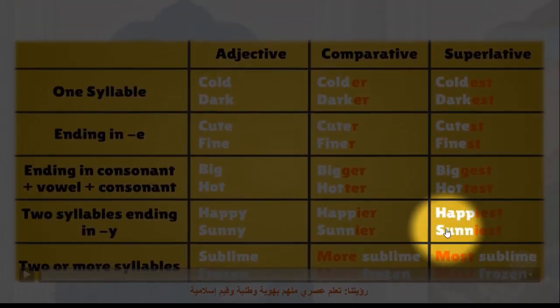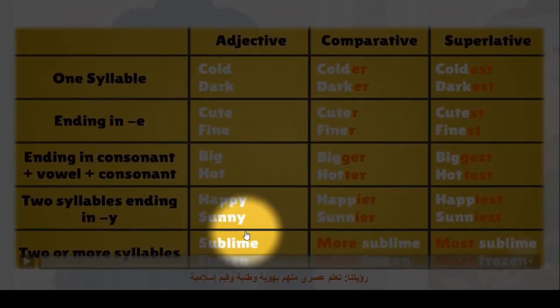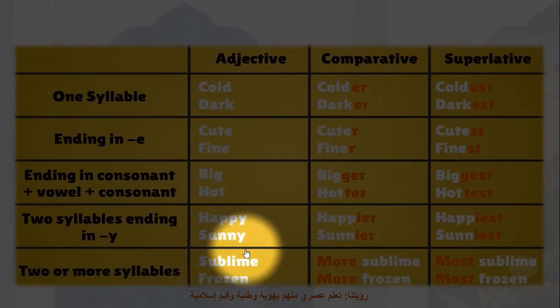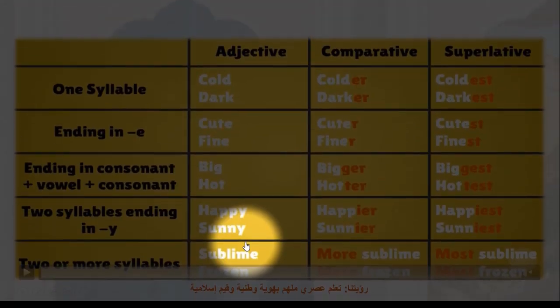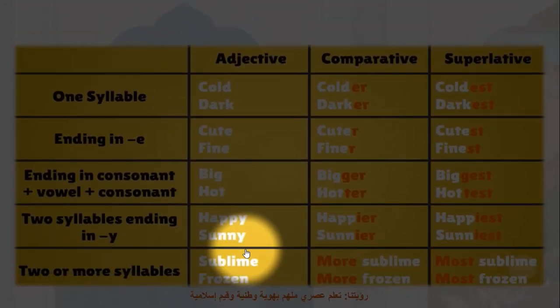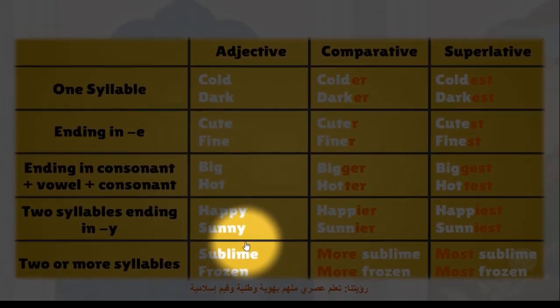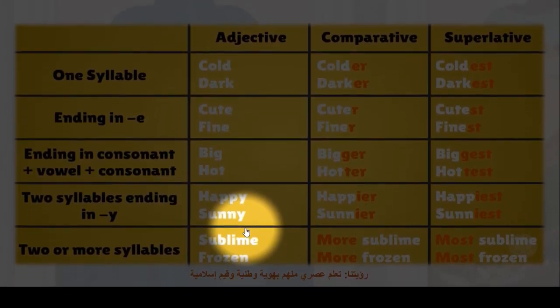We don't need to add any suffix to adjectives made up of two or more syllables to get the comparatives and superlatives, but we need to use the word more before the adjective to get the comparative and most to get the superlative. So it will be more frozen and the most frozen. Most or least.